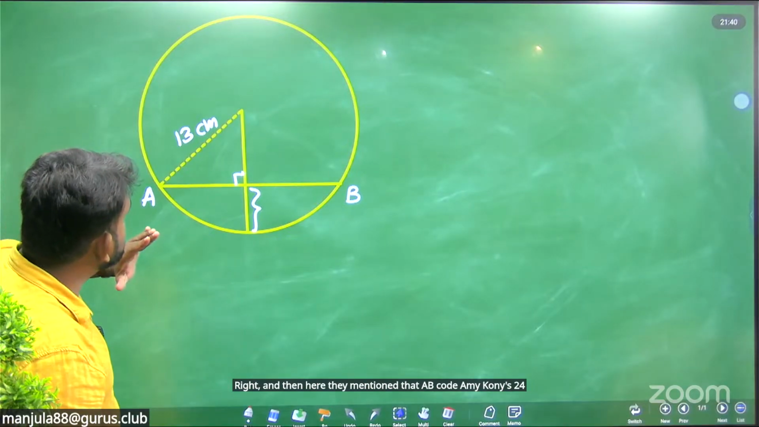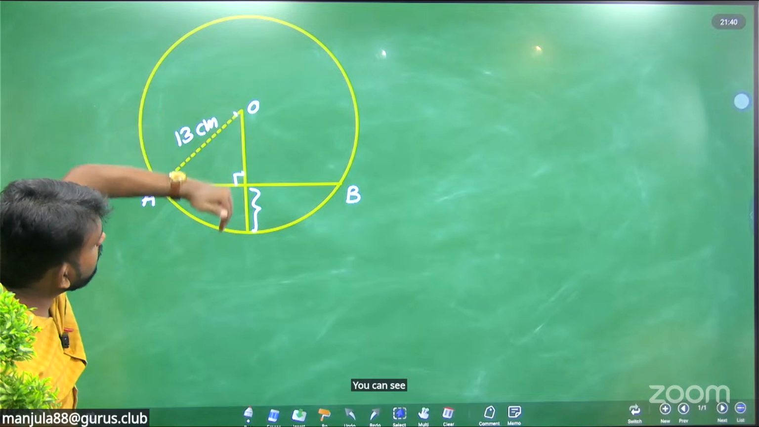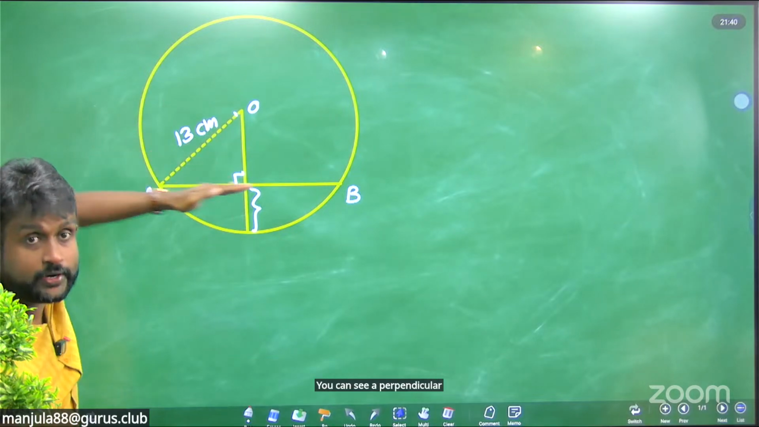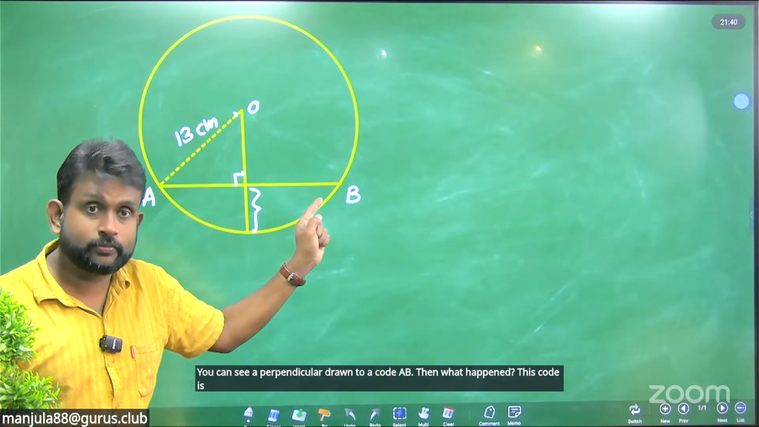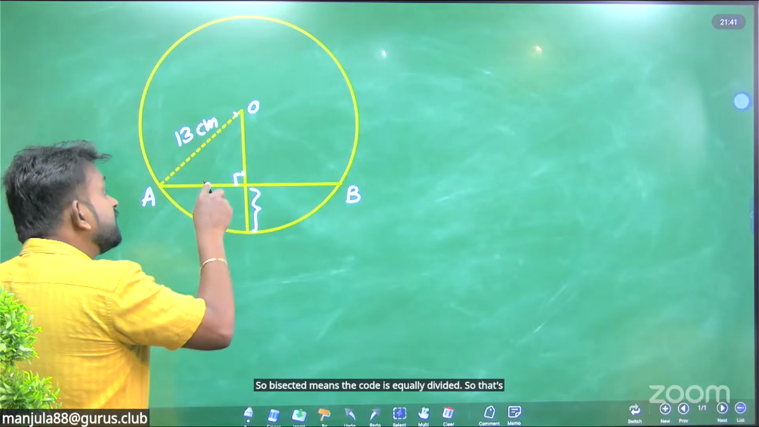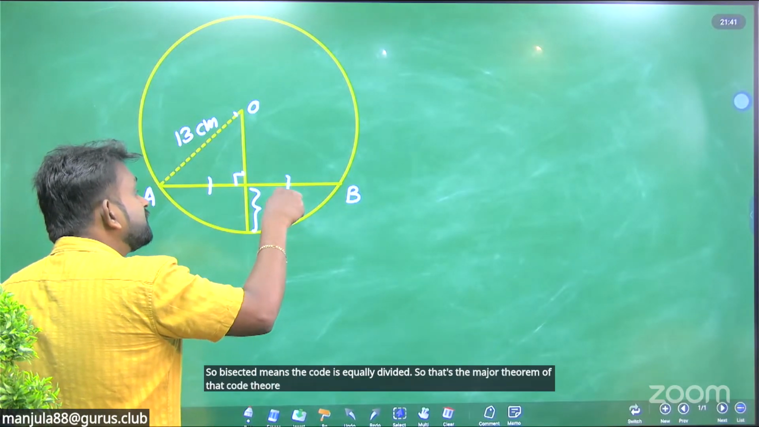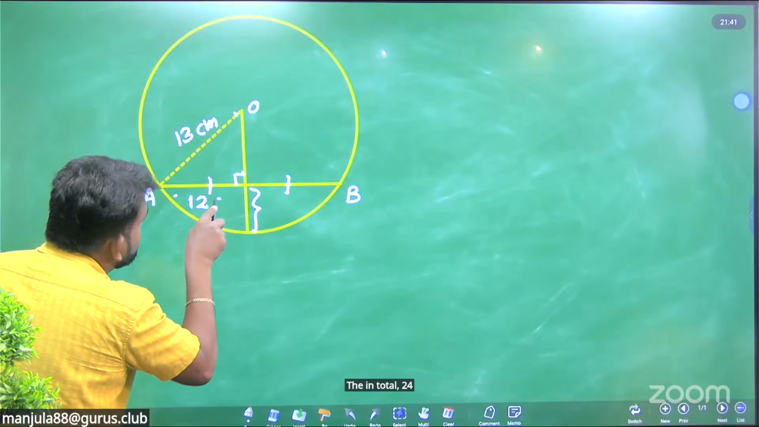So now the theorem applied is that from the center, a perpendicular is drawn to the chord AB. Then what happens? This chord is bisected. Bisected means the chord is equally divided. So that's the major chord theorem. You mark these two parts equal. Then total 24 means each comes as 12 centimeter.